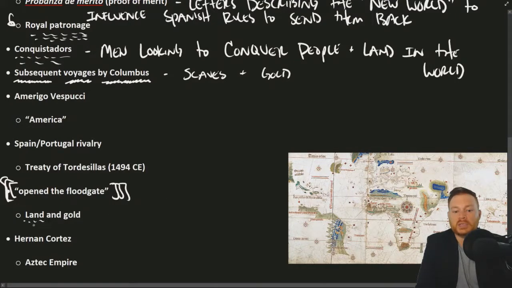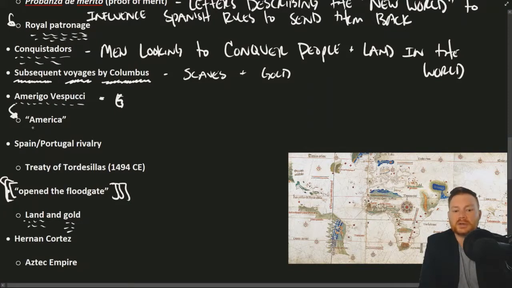It became a story of land and gold for these conquistadors. Other people who made their way to the New World included Amerigo Vespucci. He was an Italian explorer, or he was from Italy. We might just call him an explorer. Actually, Amerigo Vespucci was one of the first ones to recognize that this was in fact not Asia, that this was a new continent.